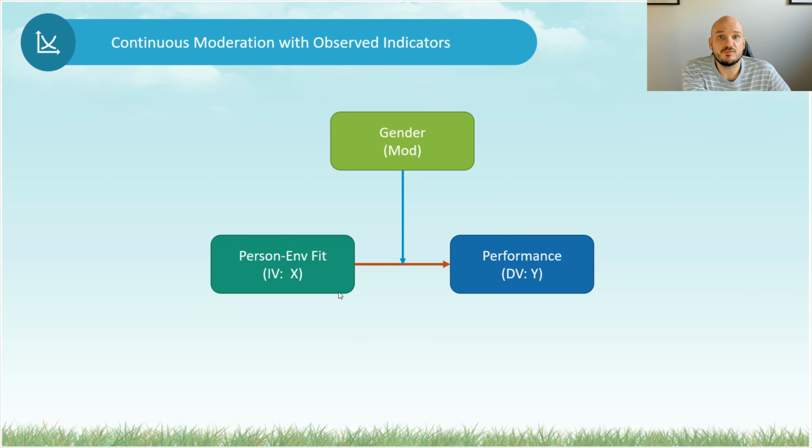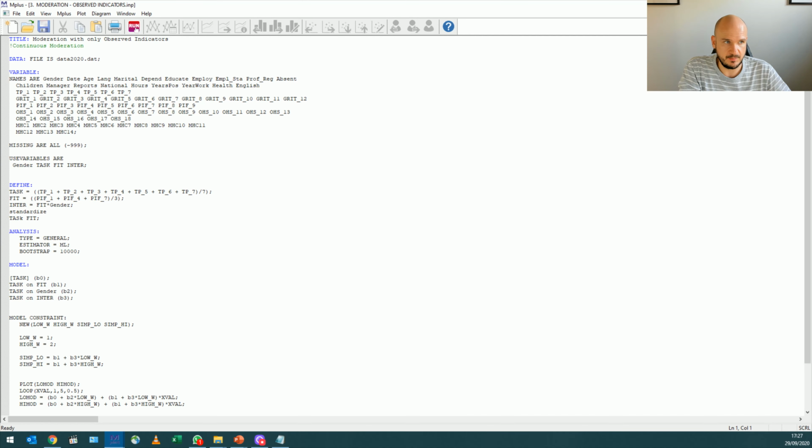The last way is that we're going to do the same thing with the same factors, but this time instead of utilizing latent variables for person-environment fit and performance, we're just going to use mean scores. We're just going to use observed indicators, just to show you the other way to estimate it. So now it becomes again a little bit more complex. So in our define command, we are doing three things. We are creating mean scores.